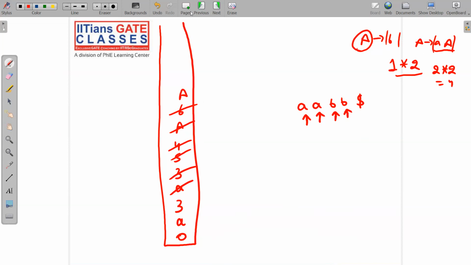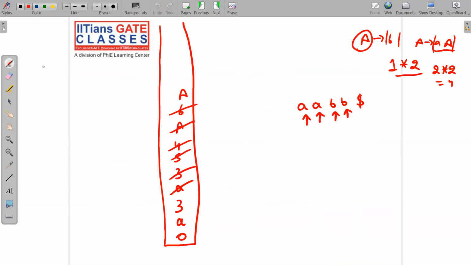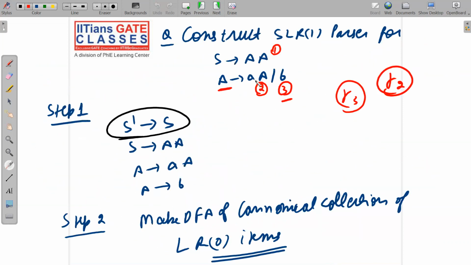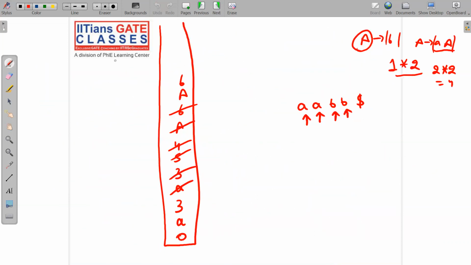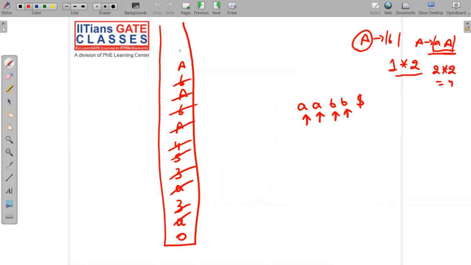3 on capital A, state number 6. 6 on small b, R2. What is R2? A goes to AA. Same thing. So 4 symbols will be popped off. The LHS will be pushed onto the stack. Now I will say 0 on capital A. 0 on capital A, go to state number 2. We will move to state number 2.